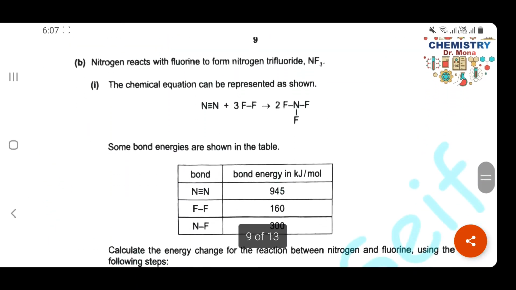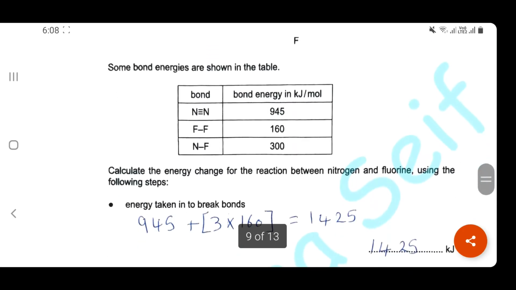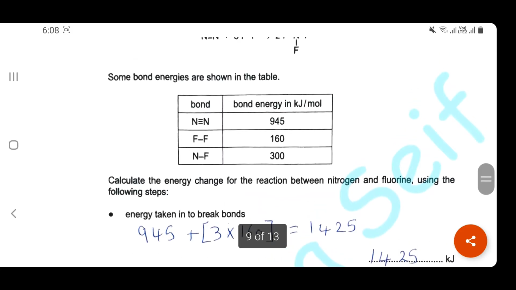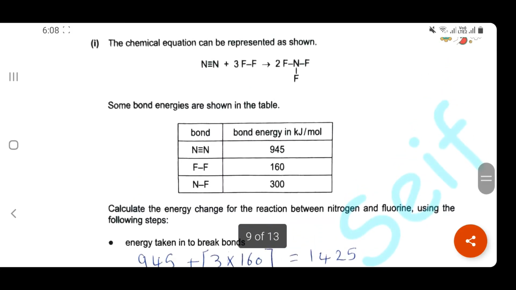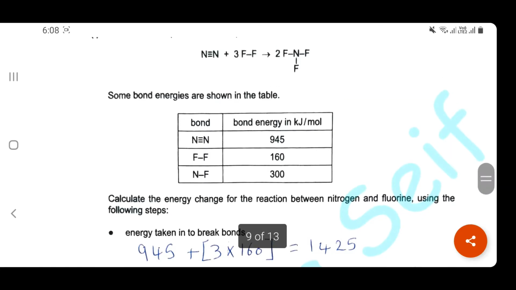Question B. Nitrogen reacts with fluorine to form nitrogen trifluoride, and the chemical equation can be represented as shown. Some bond energies are here in the table. Calculate the energy change for the reaction between nitrogen and fluorine using the following steps. Energy taken to break the bonds is the energy needed to break the bonds of the reactants. Here we have 945 for breaking the triple bond between nitrogen and nitrogen, and we have 3 multiplied by 160 for breaking the bonds between fluorine atoms in 3 fluorine molecules.